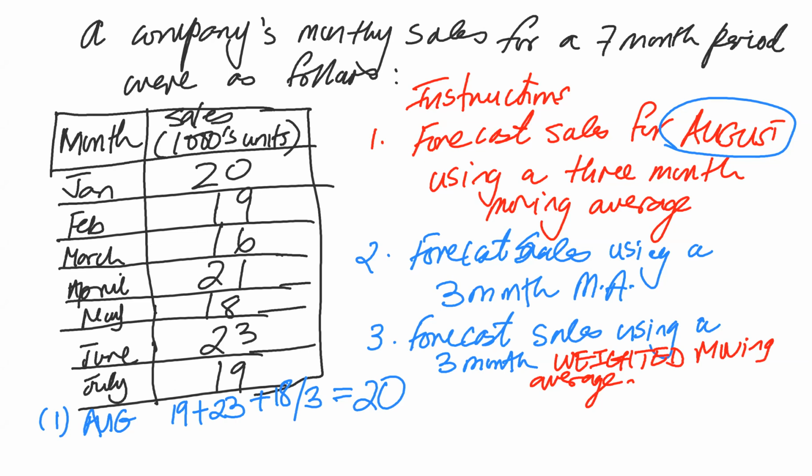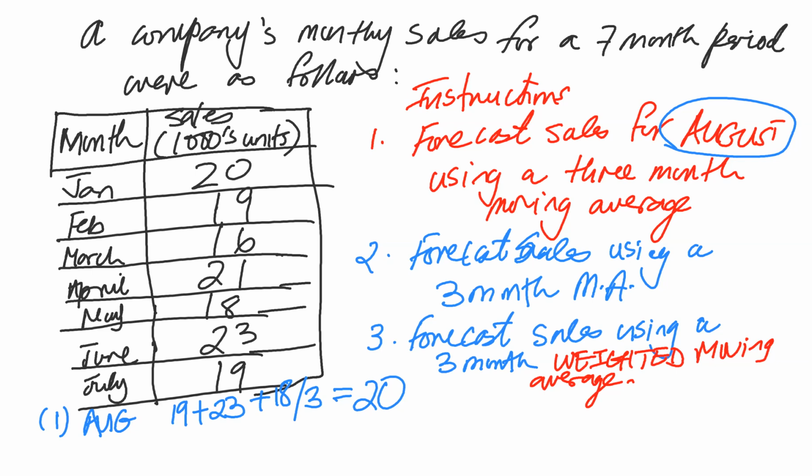Now, that was for a specific month. Look at the instruction from question 2. It says forecast sales using a 3-month moving average. It did not specify any particular month. When your instruction looks like that, what it is asking you to do is to roll through the data from the beginning to the end of only the data that is in the original table.